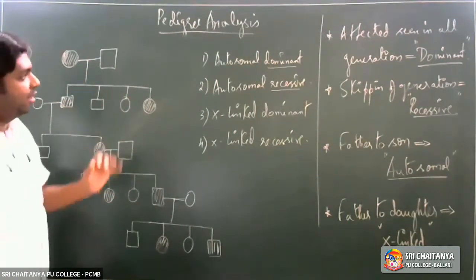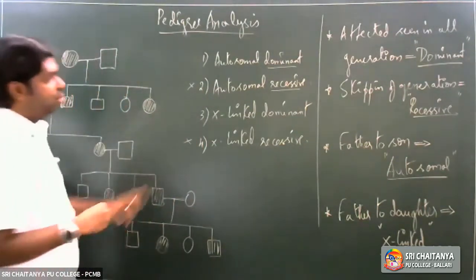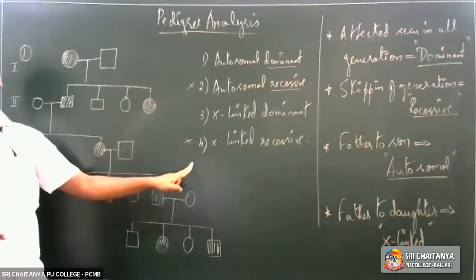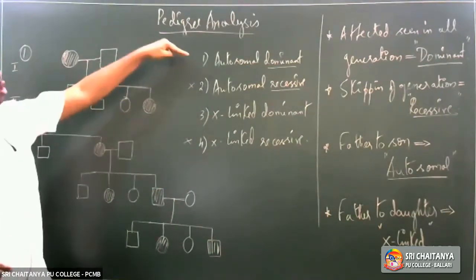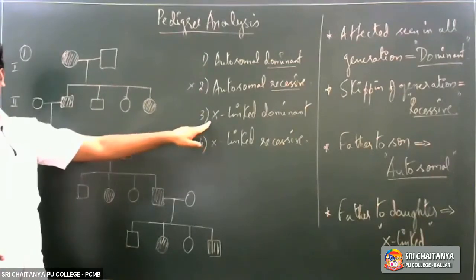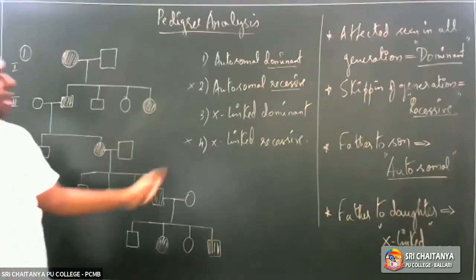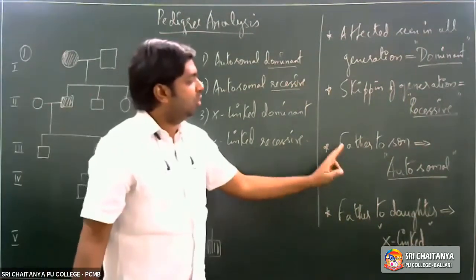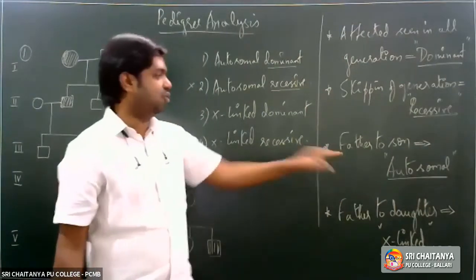So we are now sure that this option is false and this option is false. We have ruled out option number 2 and option number 4. Now we are left with option number 1 and 3, whether it is autosomal dominant or X-linked dominant. How do we find out whether it is autosomal or X-linked? If the disease condition is passed on from the father to the son, it is autosomal. If it is passed on from father to daughters, it is X-linked. Let us check that.